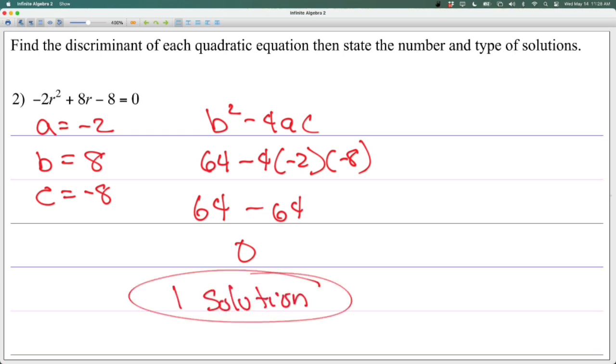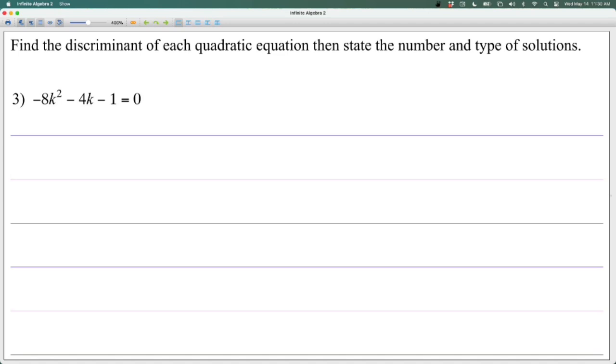Number 3. What's A? 8. B, negative 4, and C, negative 1. Now we just do like we did on our warm-ups. That's why we're doing those warm-ups, not just to get your brain going, but so that you have experience and this becomes easier after a while. So I have 16 minus 4 times negative 1 times negative 8.